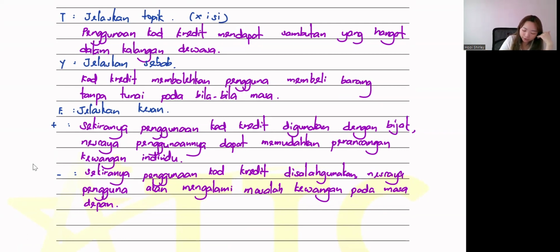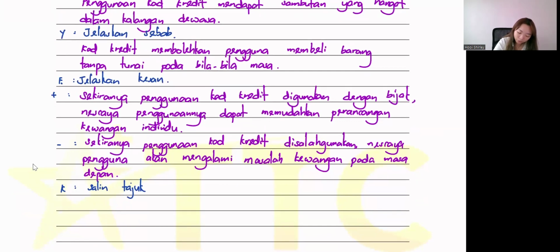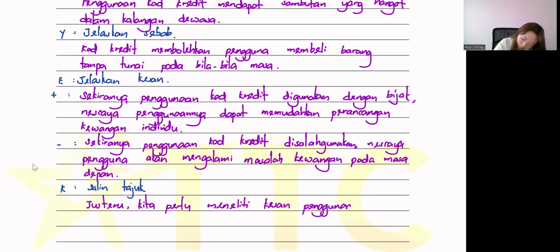All right, then after that is the key. The key here is the kata kunci. So for the kata kunci, saling tajuk, saling kata kunci. So how can you write this one? Let's say justru, it means oleh itu, kita perlu meneliti kesan penggunaan kad kredit, because the tajuk is a combination of your kata kunci and the topic.